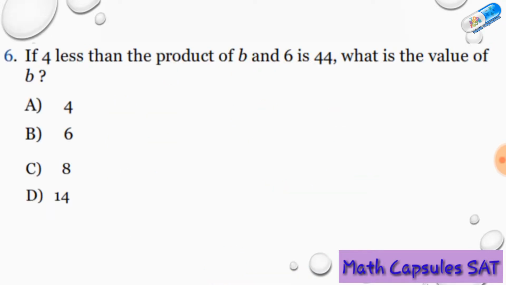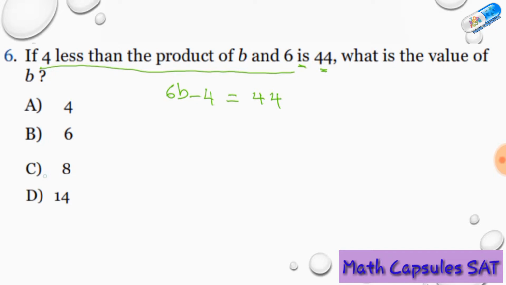Another example. If 4 less than the product of B and 6 is 44, what is the value of B? So let us write the expression as an algebraic expression. 4 less than the product of B and 6 means that 6B minus 4 equals 44. So this is the equation we have. What is the value of B?